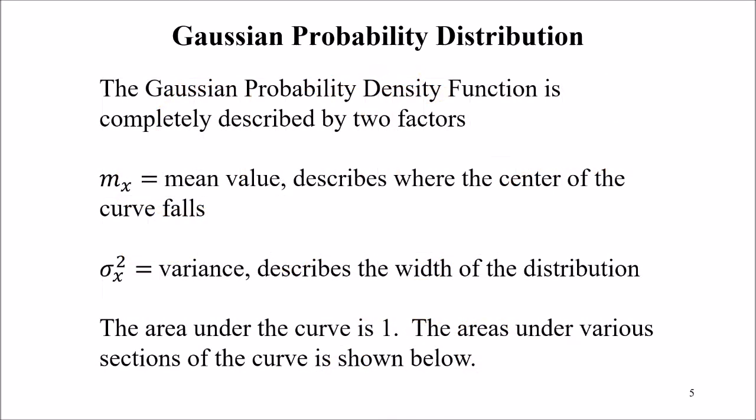As I just described, the Gaussian probability density function is completely described by two factors. M sub x is the mean value, which describes where the center of the curve falls, and sigma x squared is the variance, which describes the width of the distribution and also its height. The area under the probability density function is always equal to 1 for a valid probability density function.